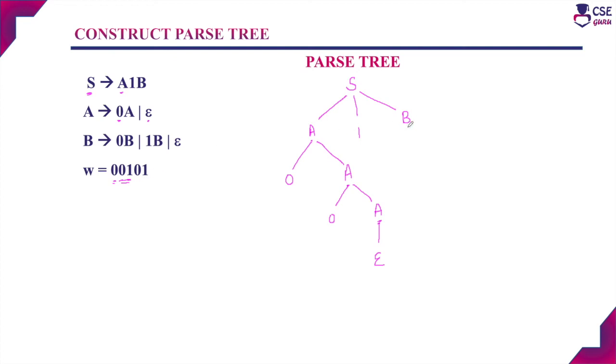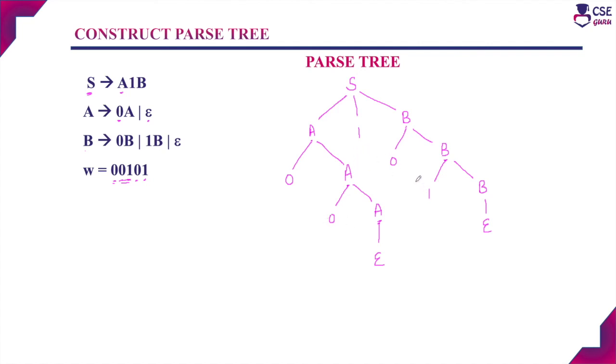The next non-terminal here is B. There are three production rules for B. B derives 0B, 1B or epsilon. The next input symbol we require is 0, so apply the production rule B derives 0B. The next non-terminal is B, and the next input symbol we have to get is 1. So apply the production rule B derives 1B. And now we got the string 00101 already. So apply the production rule B derives epsilon, that represents the empty string. So now we have derived the string 00101 using the parse tree.